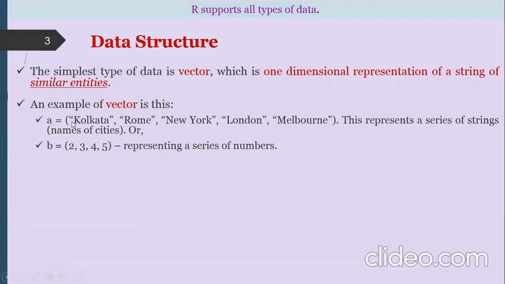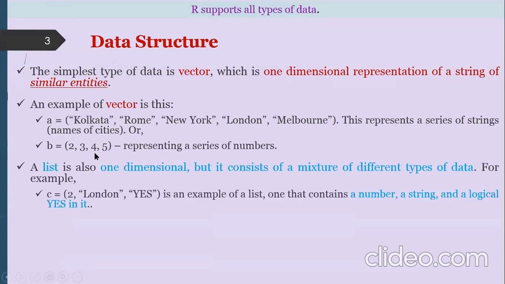There will be different entries within this vector. This represents a series of strings, and those are names of cities, or B is equal to 2, 3, 4, 5, and they are representing a series of numbers. So these are two different types of vectors. If you can see, they have similar entries. This vector has similar entries. This vector has similar entries.